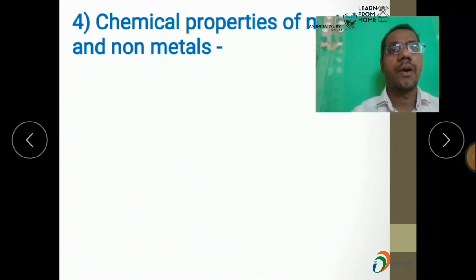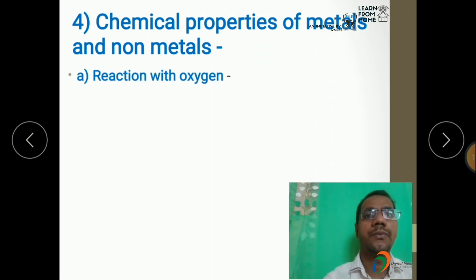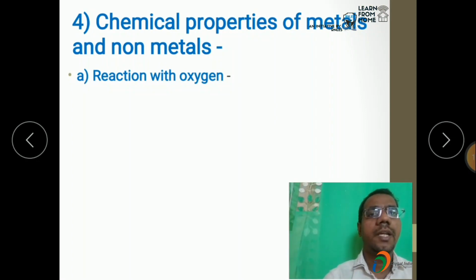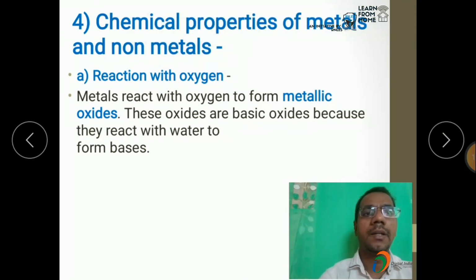Next point, we have chemical properties of metals and non-metals. See, reaction with oxygen. What are chemical properties? Chemical properties mean how they react with other elements and compounds. So, metals react with oxygen to form metallic oxide. Already we discussed that when metals combine with oxygen, they form metallic oxide. These oxides are basic oxides because they react with water to form a base.